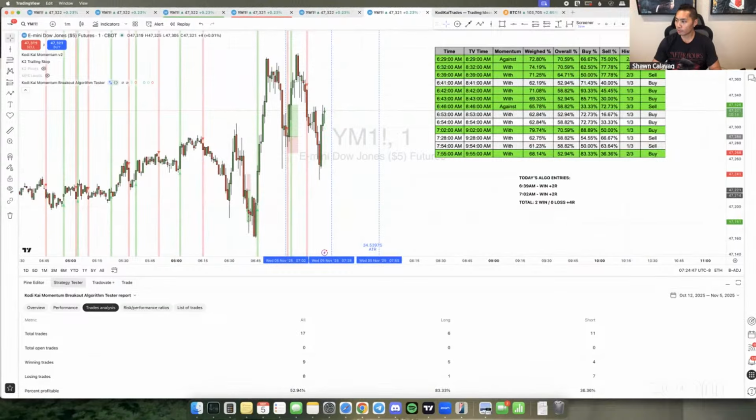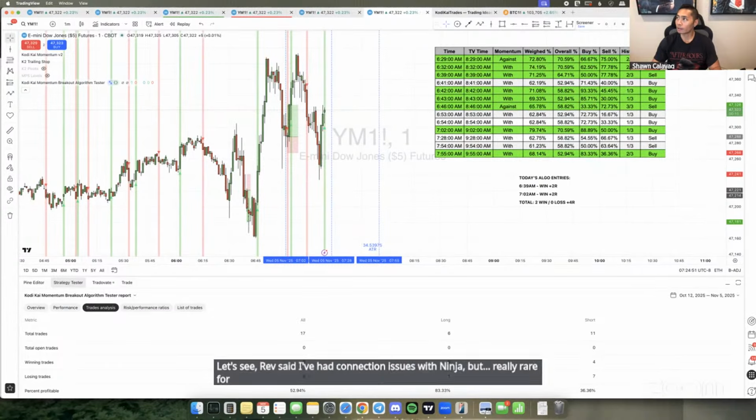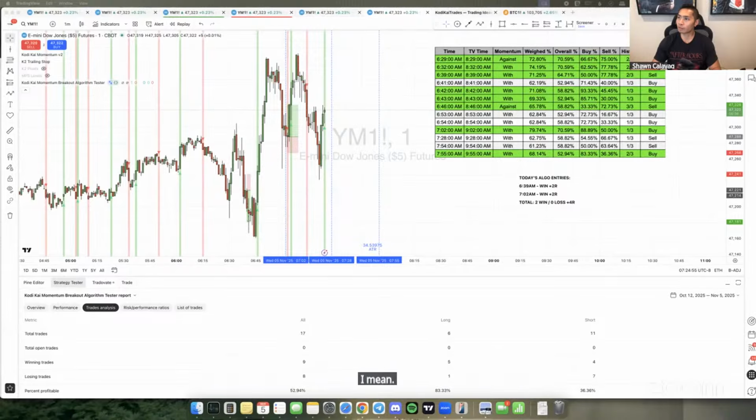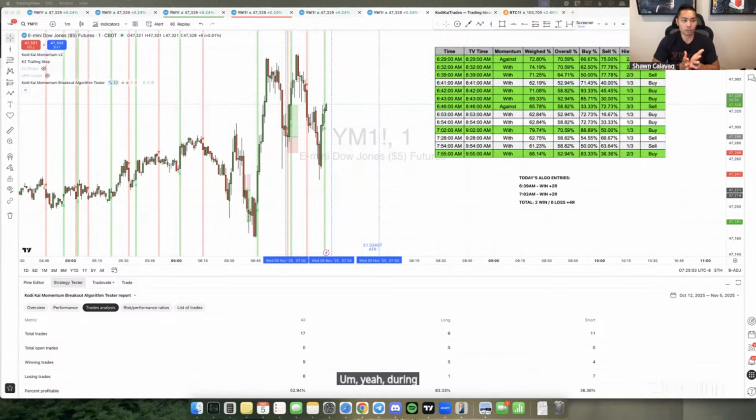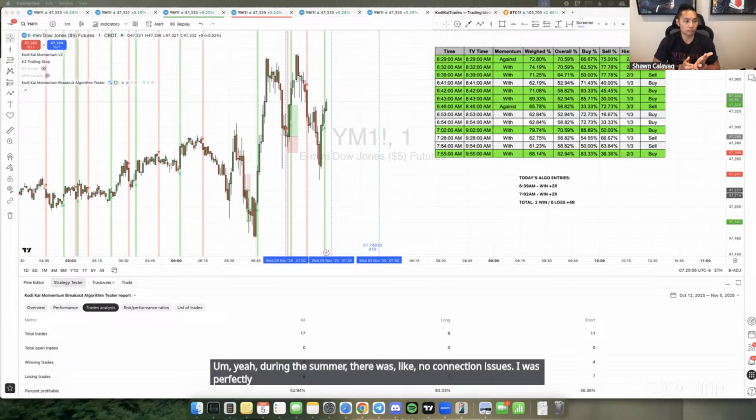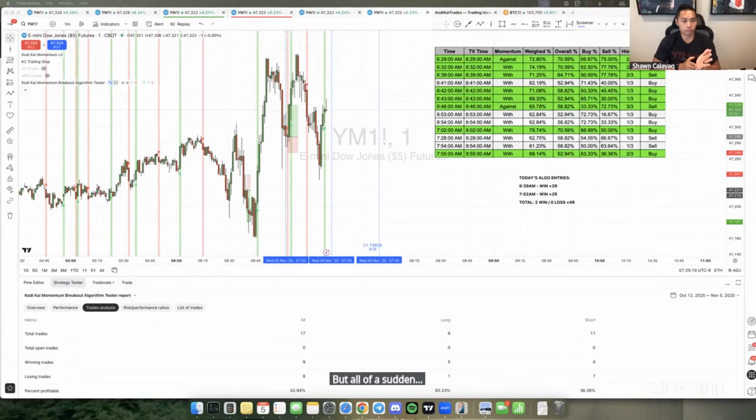Let's see, Rev said I've had connection issues with Ninja, but really rare for me. Yeah, the thing is, I didn't really have these problems before. I mean, they were there, but they weren't as prevalent as they are now. I feel like I have a connection issue every day now. During the summer, there were no connection issues. I was perfectly fine. But all of a sudden, it's been an issue.